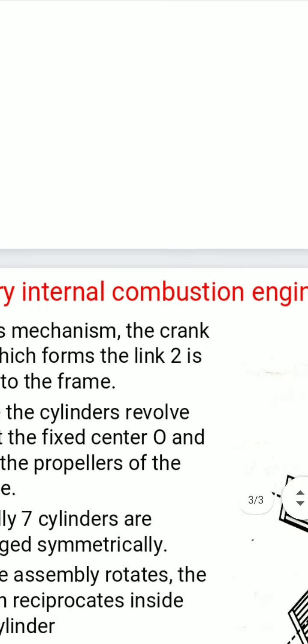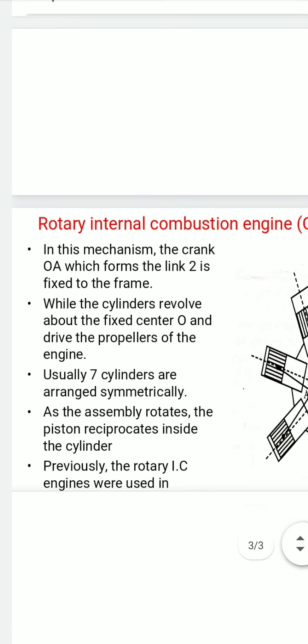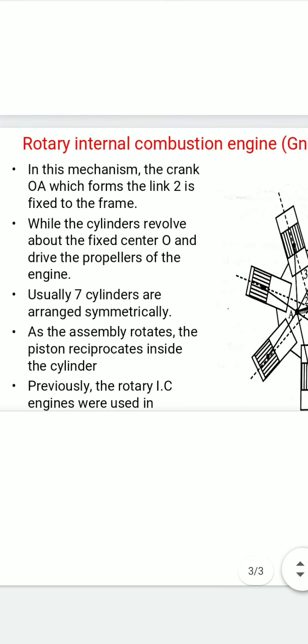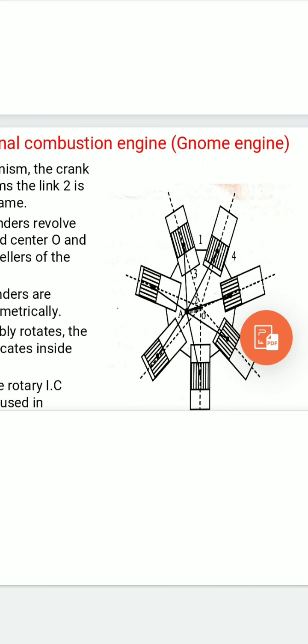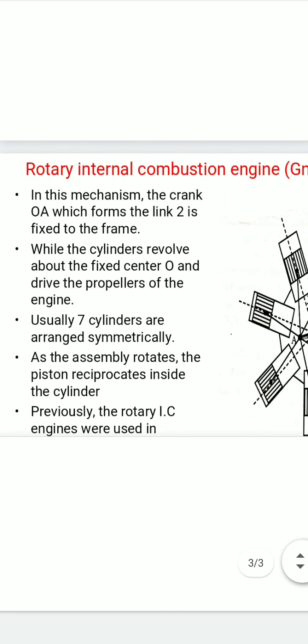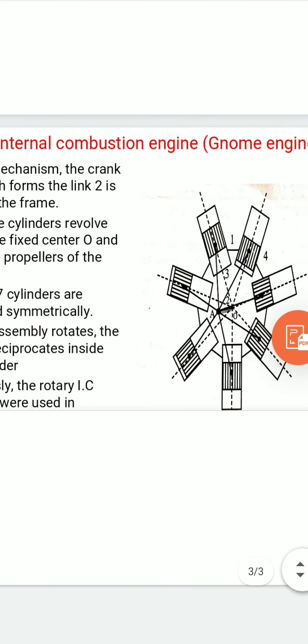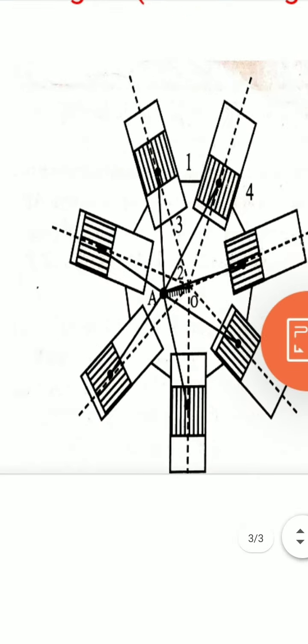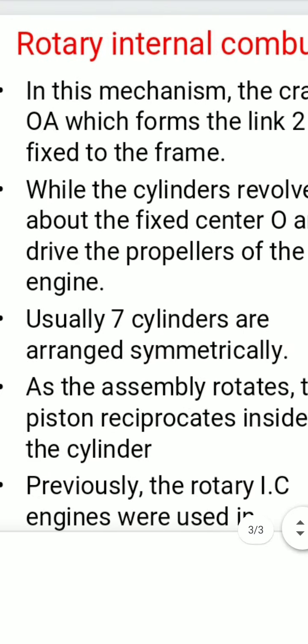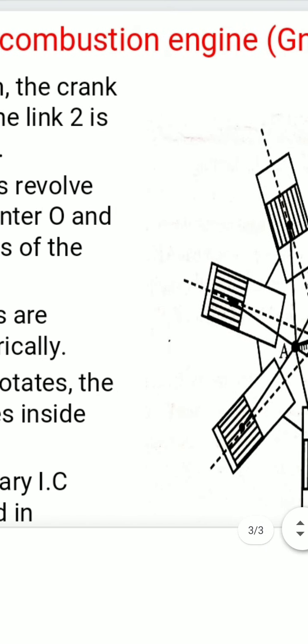Next one is the third inversion. A very interesting topic, which is the rotary internal combustion engine, which we also call a Gnome engine, having multiple cylinders and multiple pistons. In this mechanism, as you can see here, the crank OA, which forms the link 2, is fixed.